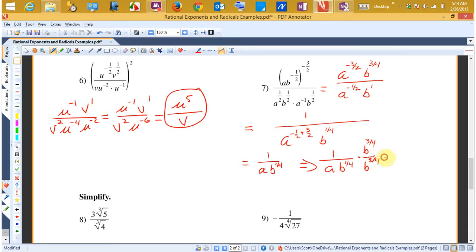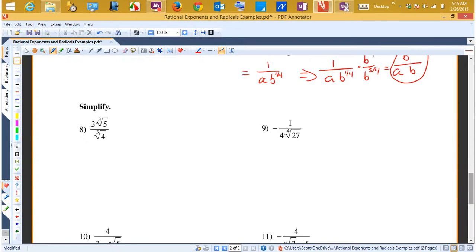what I'm going to get now is b to the 3/4, and in my denominator, of course, I still have the a, but the 1/4 plus the 3/4 is going to give me b. And that's really the correct way to write this. So now you can see I don't have any rational exponents in the denominator, which means I don't have any radicals, which is really how it should be written.